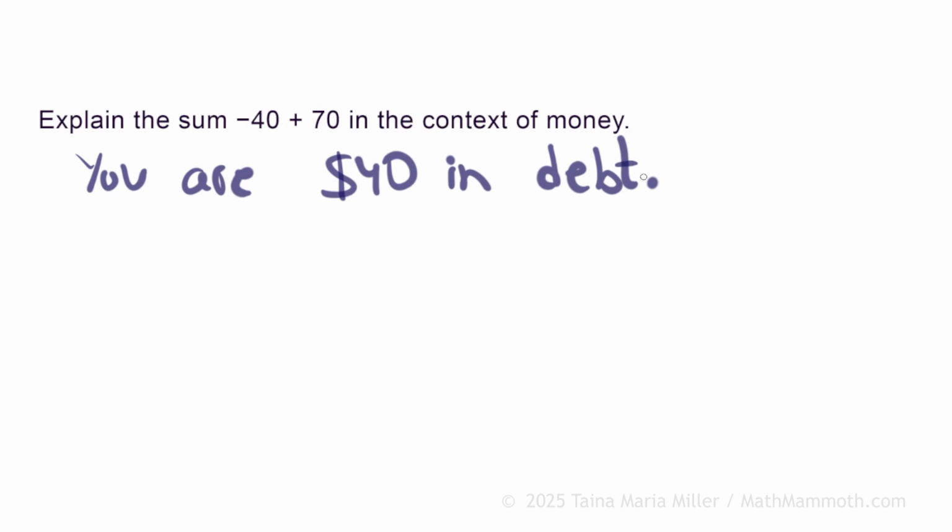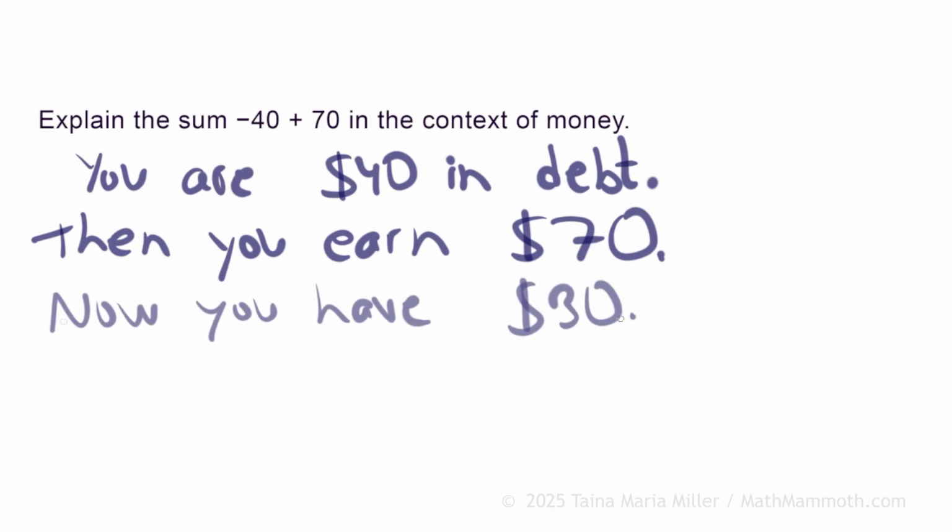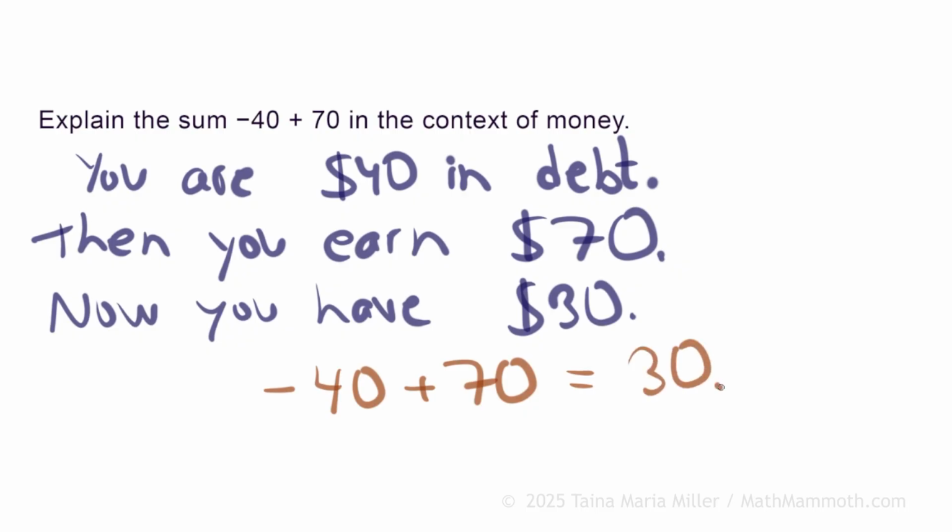Then this plus 70, it's like an arrow that is 70 steps long, an addition of $70. That means that you would earn money or you would gain money in some way. Somebody gives you maybe $70 or you earn that, either way. Then you earn $70. So now what is your money situation in total? With the 70 you earn, you can now pay your debt plus have $30 left over. So now you have $30. To record it one more time here, negative 40 plus 70 equals 30.